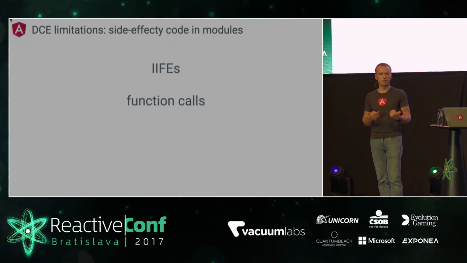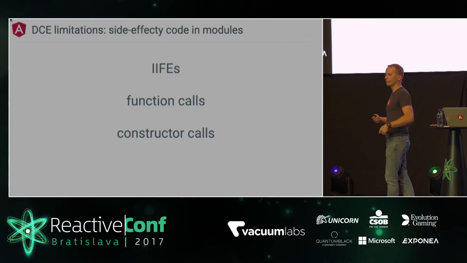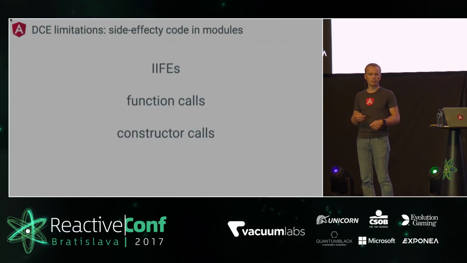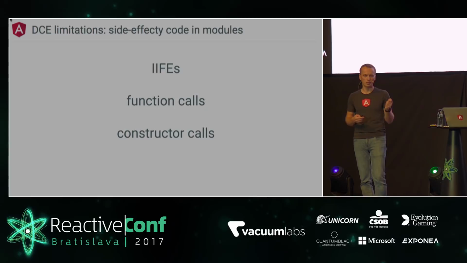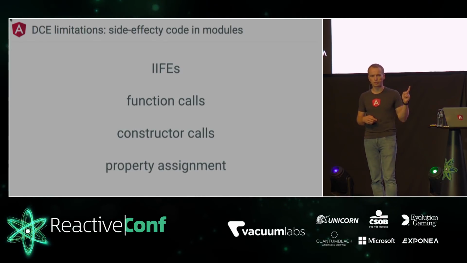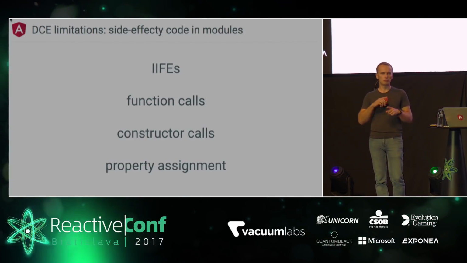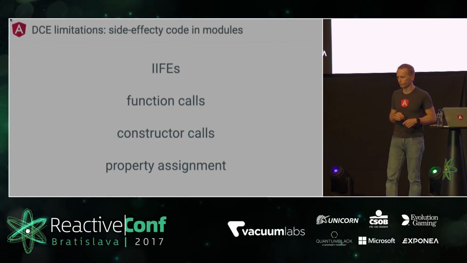The next thing besides IIFEs is function calls, often used when you have a factory function that just initializes some state. Constructor calls, again, if you have just something like var logger = new Logger in your application and nobody uses the logger, it will be preserved. And the last one is property assignment, which is a problem for Webpack, because Webpack uses property assignment all over to stitch internal module structures together.